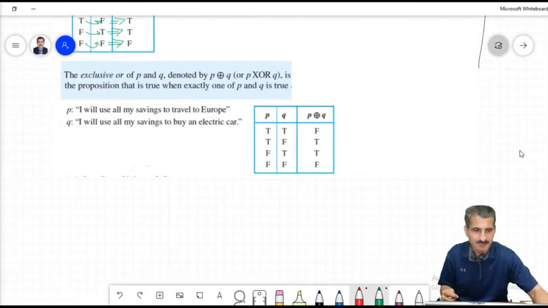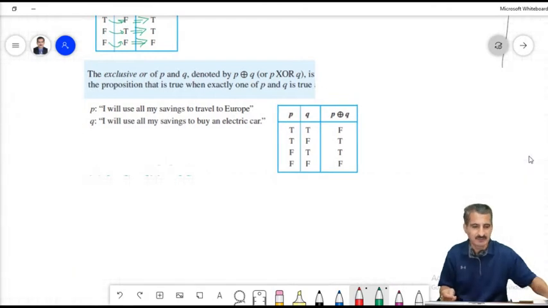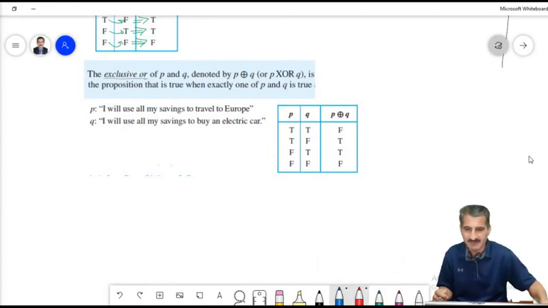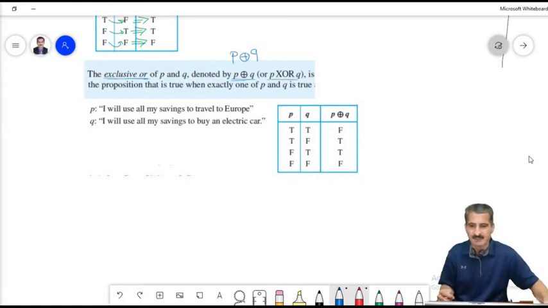One more logical operator, which is the exclusive OR. In fact, we will not be using this for the remainder of the course, but we will see it here. Exclusive OR, but it is interesting, of P and Q. It is written this way, P, with this notation, and it is read P XOR Q. And this proposition is true when exactly one of these is true.